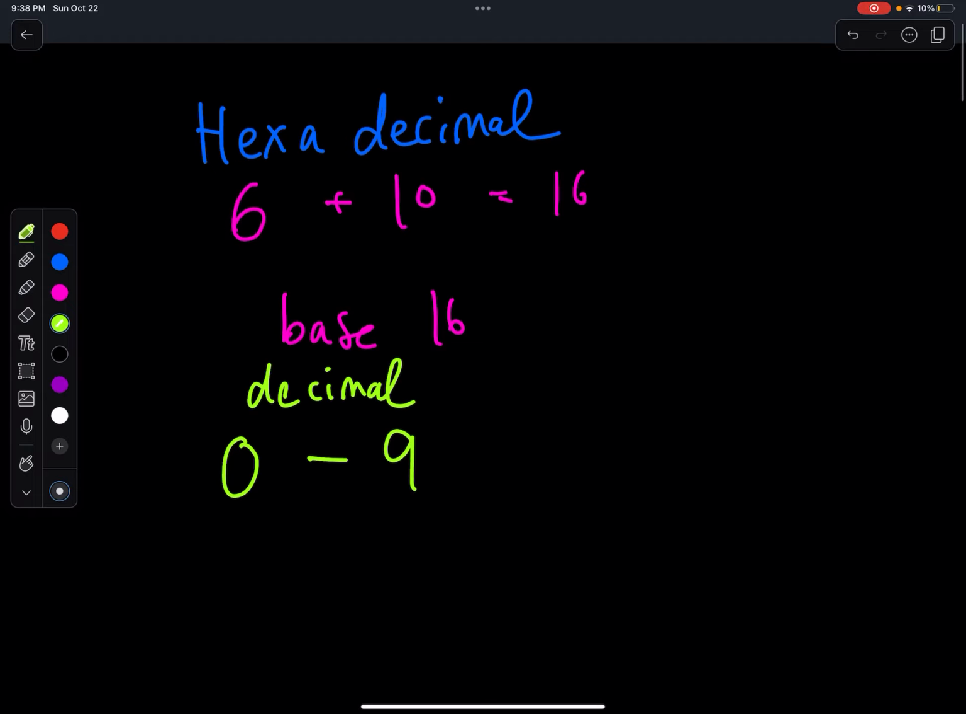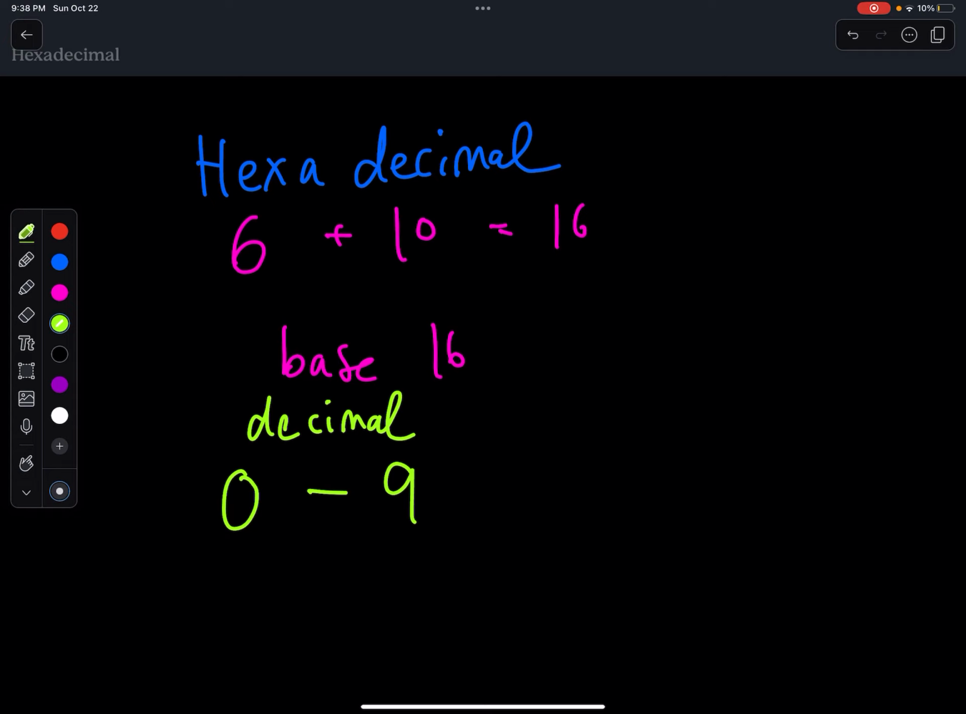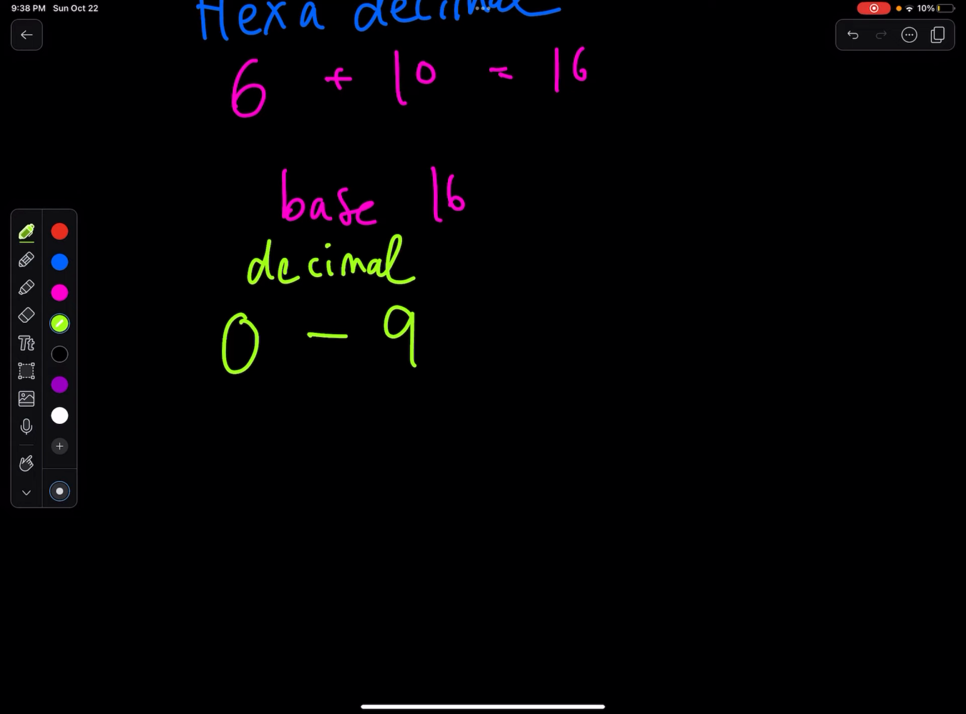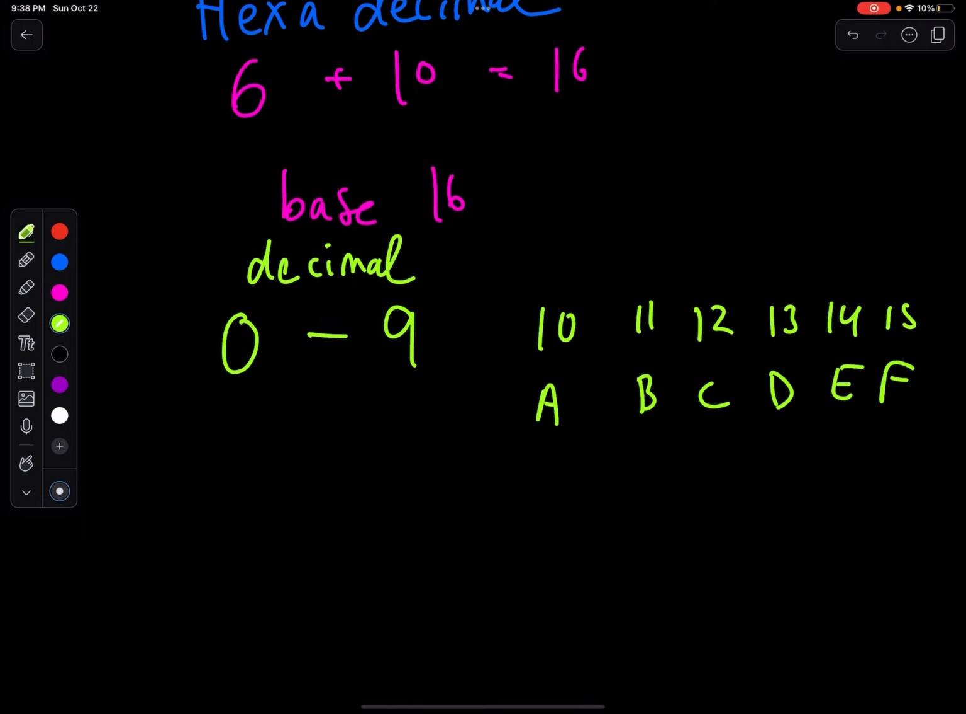we've got 0 through 9. And then they're like, well, we're not going to use numbers anymore. That's going to get confusing. So let's go to letters. 10 will be A, 11, B, 12, C, and so on and so forth, D, E, and F. 13, 14, and 15. Now you might say, hey, you forgot one.